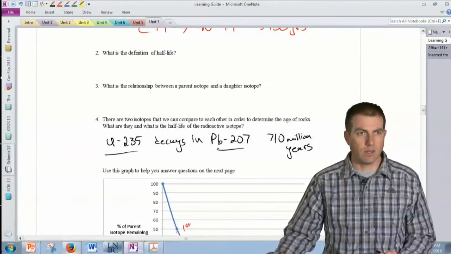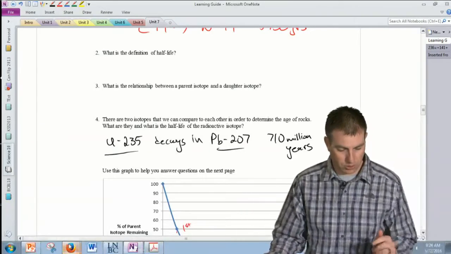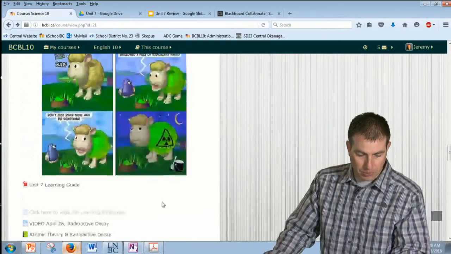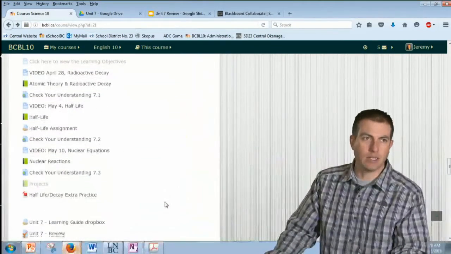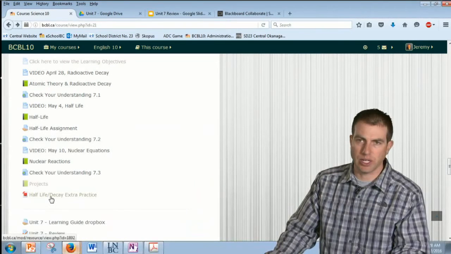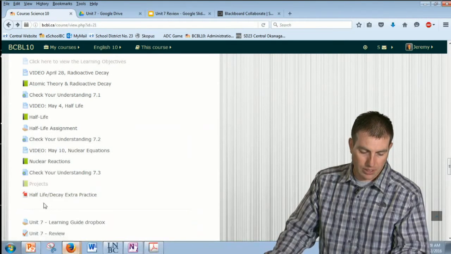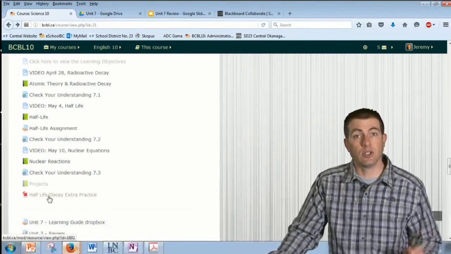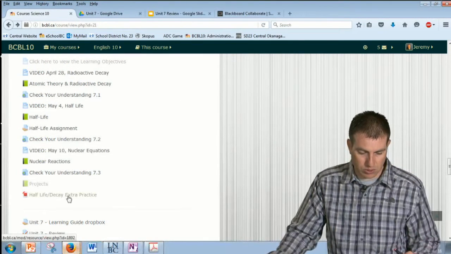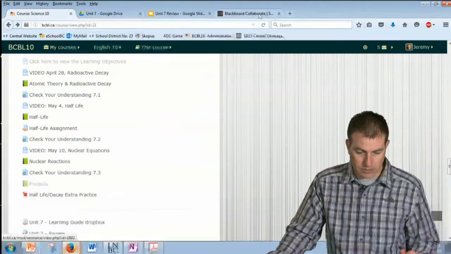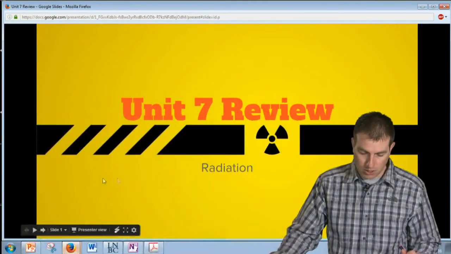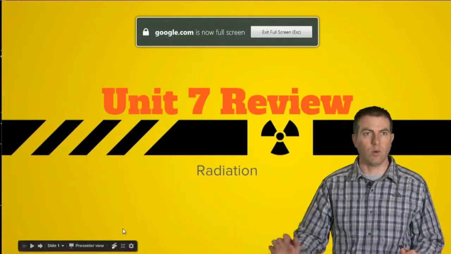Okie dokie. Let's jump into this first. So in the course, at the bottom of Unit 7, I have added a sheet, and we're actually going to go through together today, so you don't even really need to download it, but here it is. Half-life decay equations, extra practice. I have a booklet with a bunch of sort of worksheets in it, and I included it because we didn't have a ton of these types of questions. So we're going to look at those in class in a second. What I want to do first is talk a little bit about what we've been looking at.